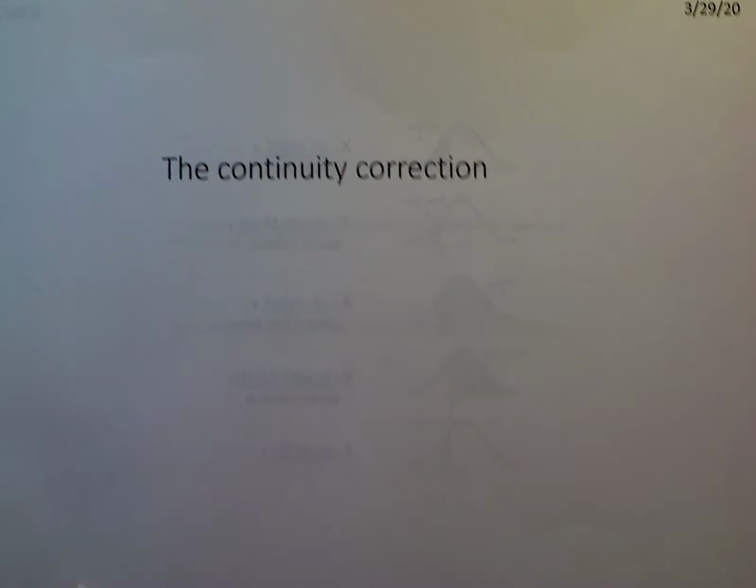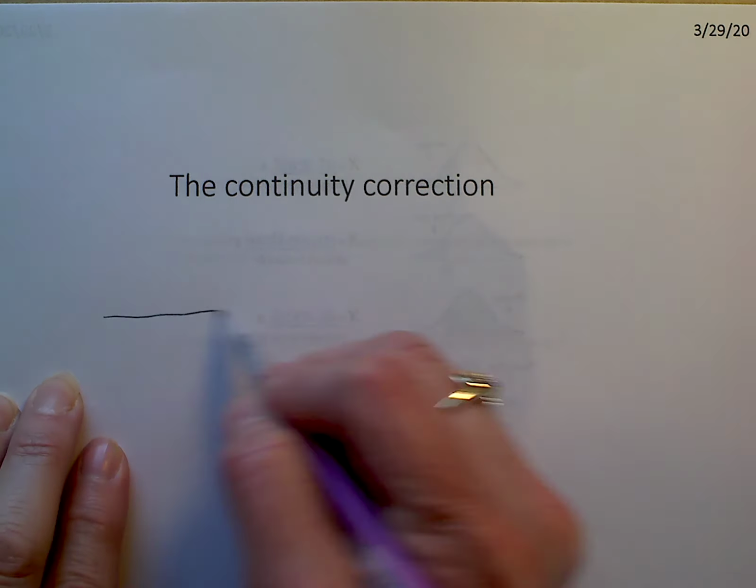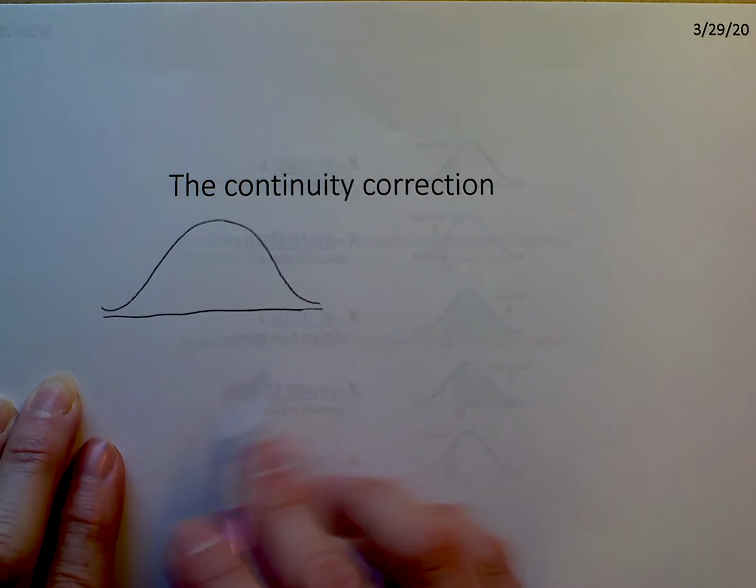All right, so let's get to it. There's a funny thing going to happen, and we call it the continuity correction. What it means is our distribution is binomial, but it kind of looks normalish.